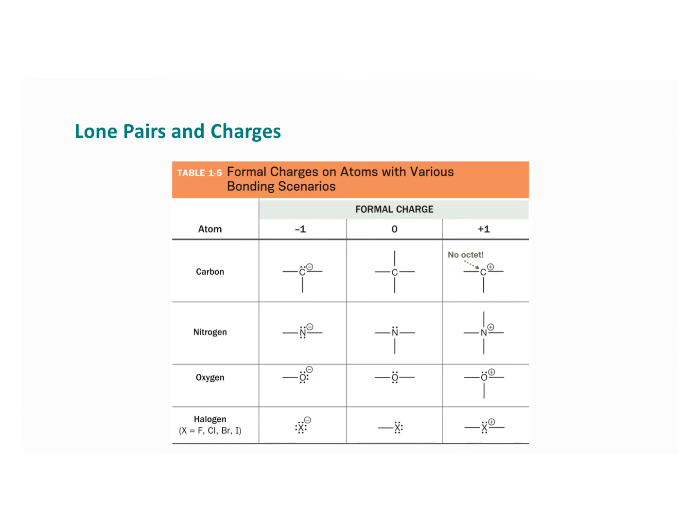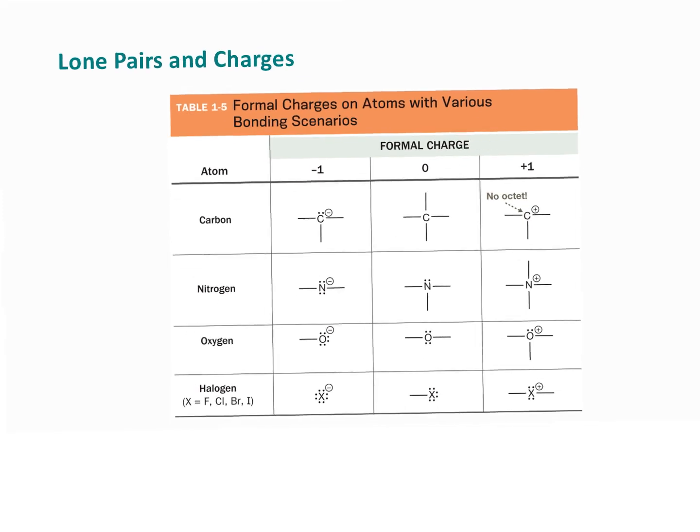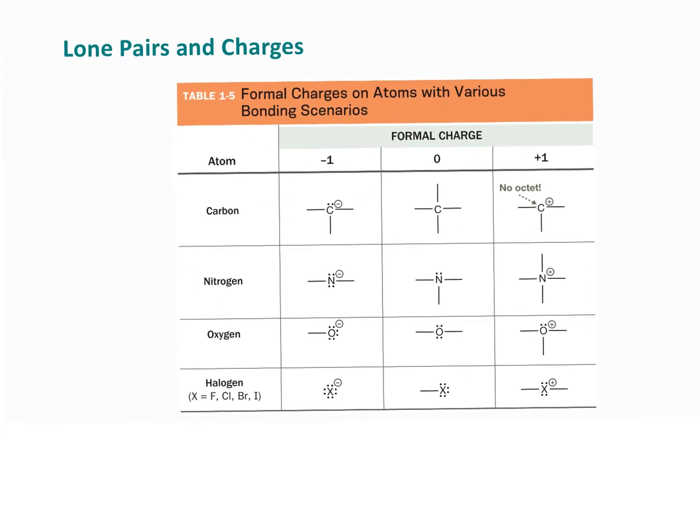Now, lone pairs are frequently going to be omitted from these Lewis structures. They're not going to be shown. And because lone pairs have really vital roles in organic reactions, you are going to need to be able to put them back in as necessary. Knowing where lone pairs belong really requires an understanding of how formal charge relates to the number of bonds and lone pairs on various atoms.